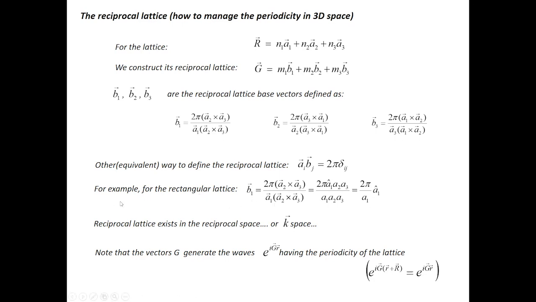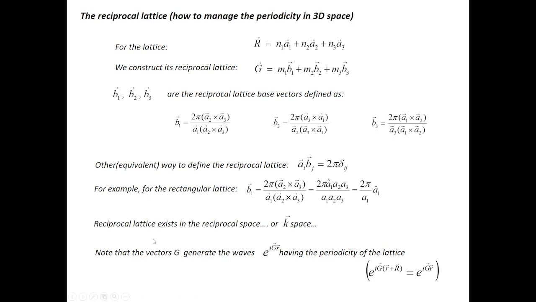This is extremely simple for a rectangular lattice to calculate, because it is very simple to evaluate if these vectors are just perpendicular or parallel to one another. So then this reciprocal lattice, we may say, exists in the reciprocal space or K-space. K-space and reciprocal space are the same.